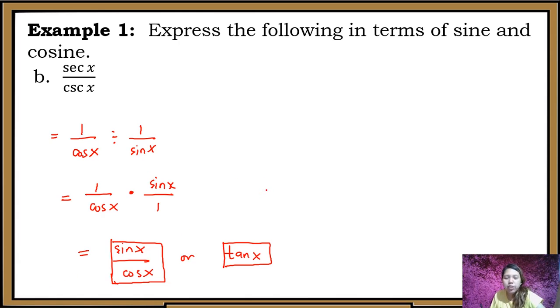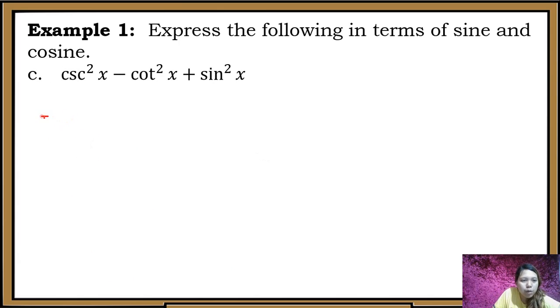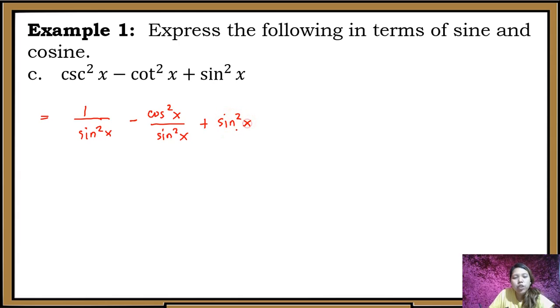Just remember the basic trigonometric identities. Letter C. So cosecant is the reciprocal of sine. So sine squared x minus cotangent. Cotangent is the reciprocal of tangent, and tangent is sine over cos. So this is cos squared x over sine squared x plus sine squared x. We do not need to change sine squared x because it's already a sine function. So this is over 1.